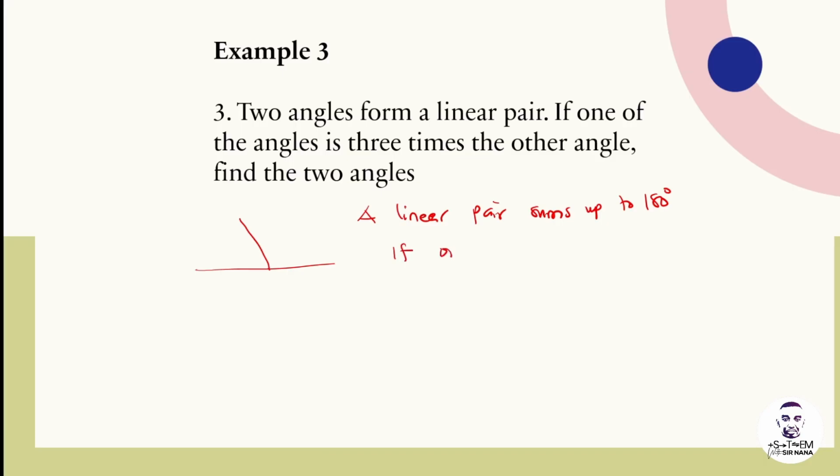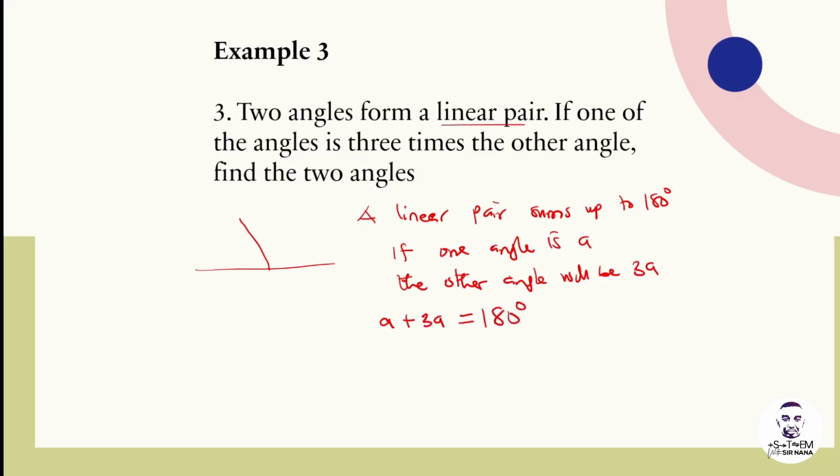So if one angle is A, right, then the other angle will be 3A. So we know that our A plus 3A should be equal to 180 degrees, because for a linear pair, they sum up to what? 180 degrees. So we have 4A equal to 180 degrees. So we divide both sides by the coefficient of A, which is 4. So it means that our A will be equal to 45 degrees. When you divide 180 by 4, you get 45 degrees.